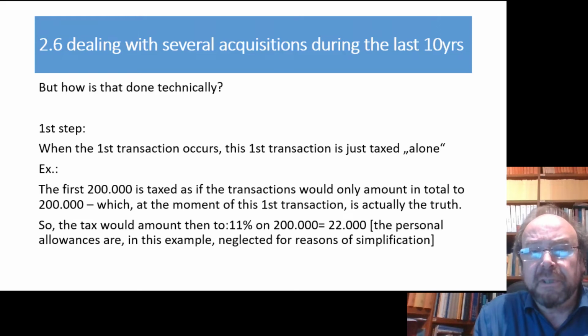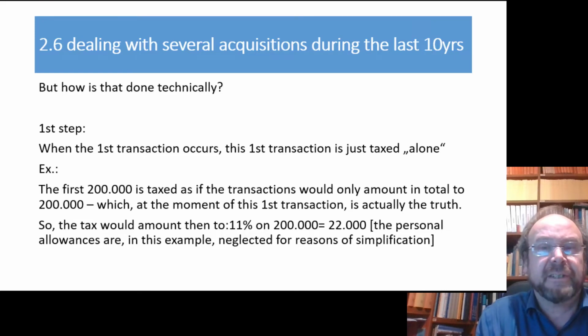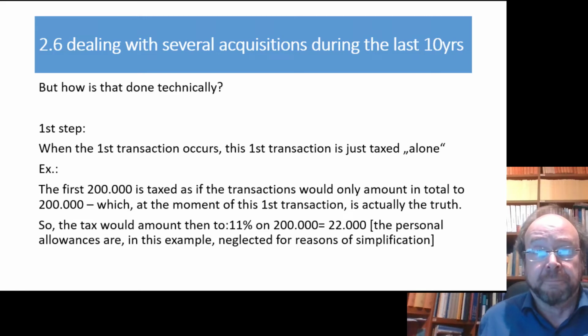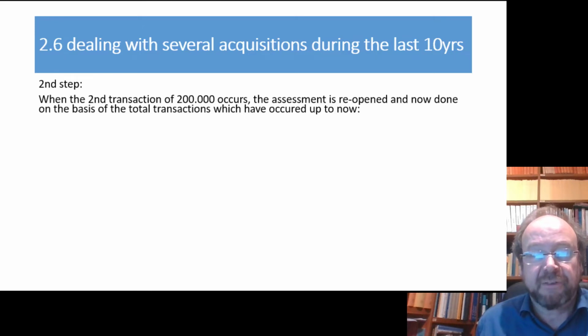Just to simplify the example, I leave the personal allowances of 400,000 or so out of consideration. We do as if they do not exist at the moment. Naturally, in a realistic example, which we will have later, these allowances exist, but just to understand the effect, we ignore them just now. So for the first tranche, or the first unit, you would just have 22,000. Now, second step after first step, naturally.